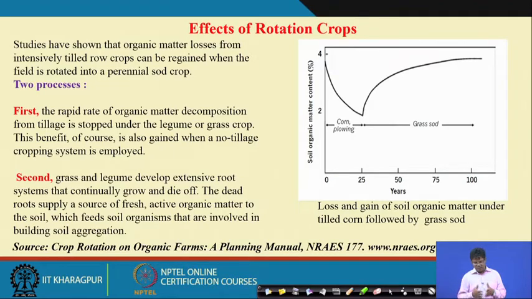As you go from corn planting to legume crops, there is an increase in soil organic carbon. Moreover, if you follow minimum tillage, zero tillage, or stubble mulch tillage, in that case also the organic matter or organic carbon content can be regained and accumulated by continuously following conservation tillage. This research report has been collected from Crop Rotations on Organic Farms: A Planning Manual, from NRAES, the Natural Resource, Agriculture, and Engineering Service. It comes from a long-term experiment where you can see the building or loss of organic matter content of soils by change in crops.